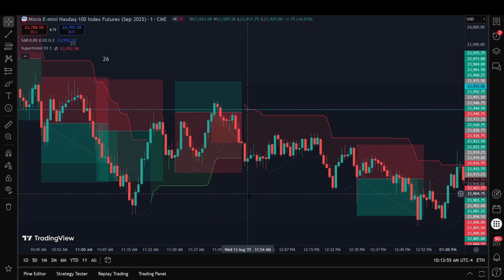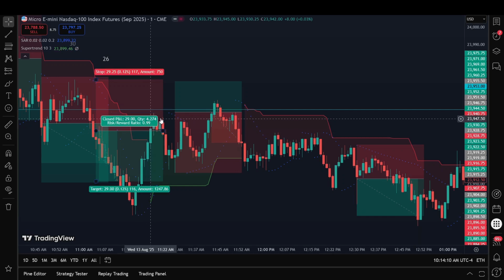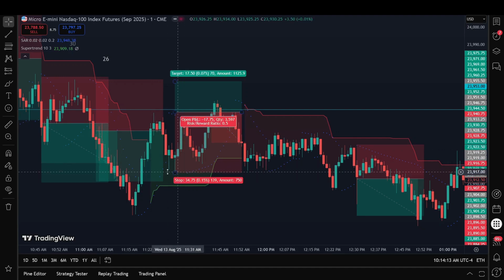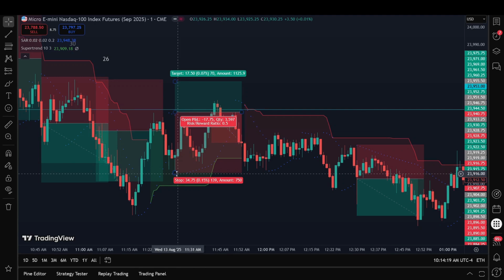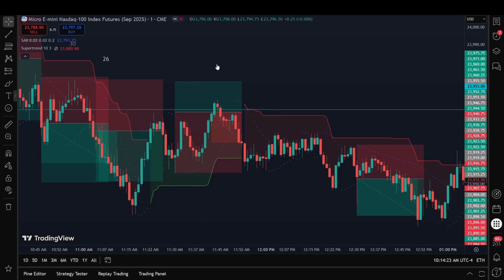Here is, what's going on here? Okay, so we got a reversal. We got a reversal signal right here. So we got the SAR changes, super trend changes down here. We would enter at the break of that candle. In this case, the stop would go below this. We don't need to put it all the way down here because here's a nice pullback to put it under. And it's a stop out for 34, minus 34.